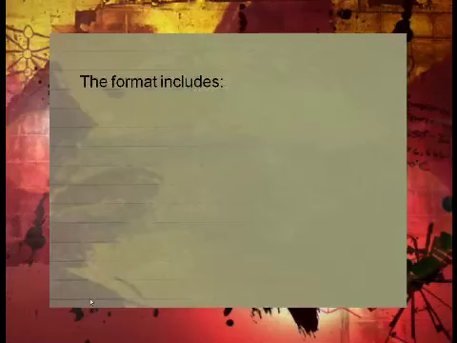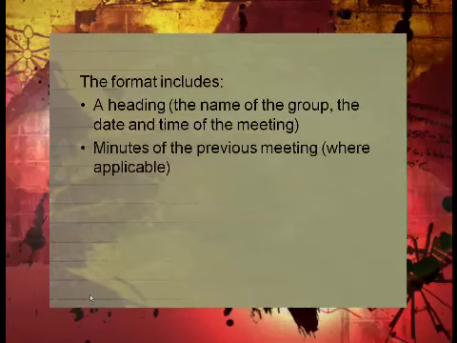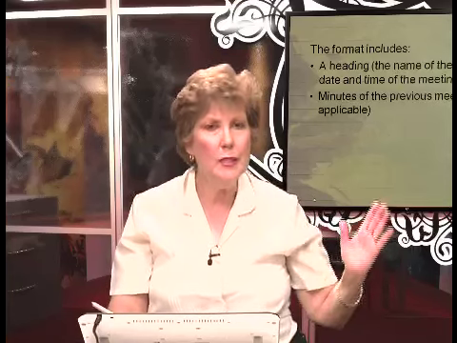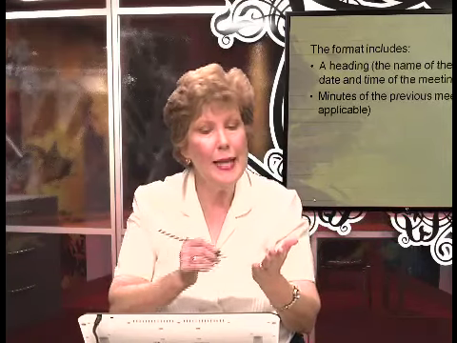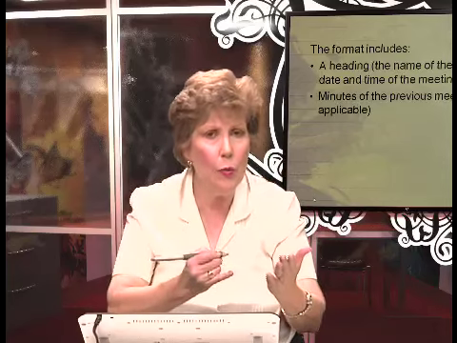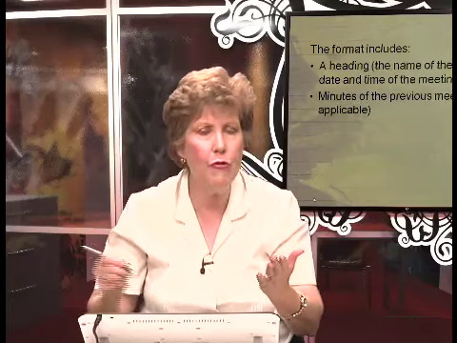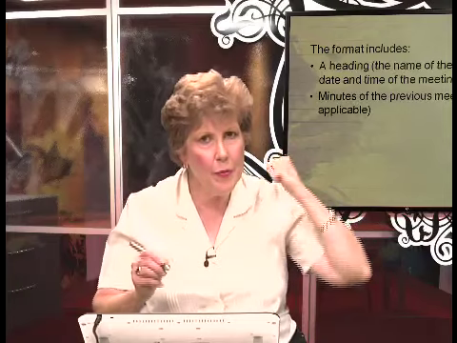What is the format of a set of minutes? The format includes a heading. In the heading, you put the name of the group, the date, and the time of the meeting. The minutes of the previous meeting, where applicable, means if there were minutes of the previous meeting, then they've got to be brought to the next meeting. And everybody must say, yes, that was an accurate record. I agree that that's what we talked about, that's what we decided. And then they signed off as an accurate, true record of what happened in the previous meeting.